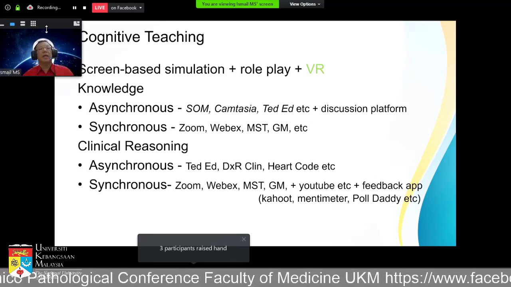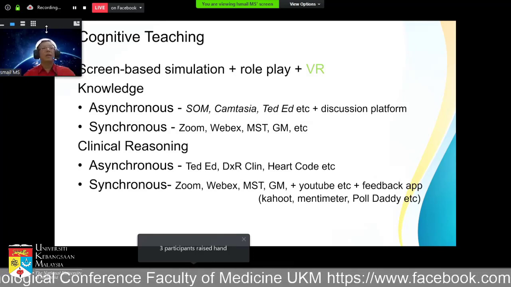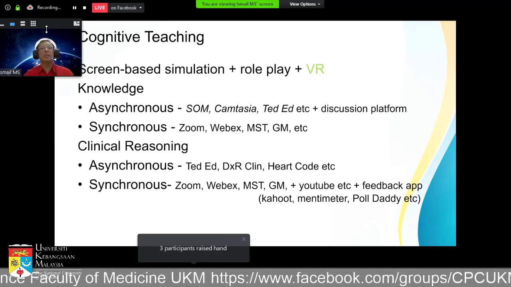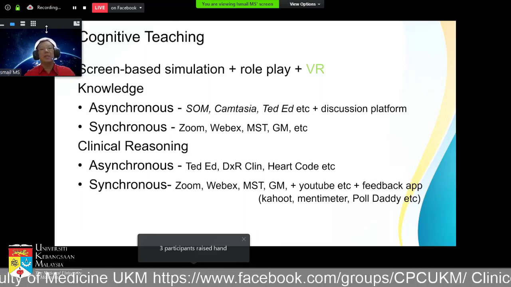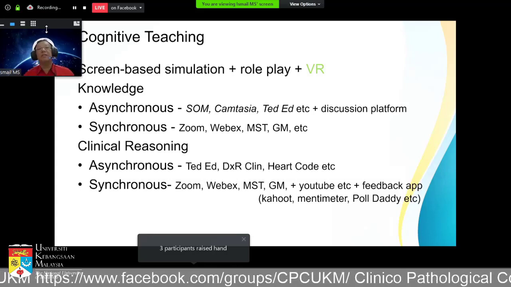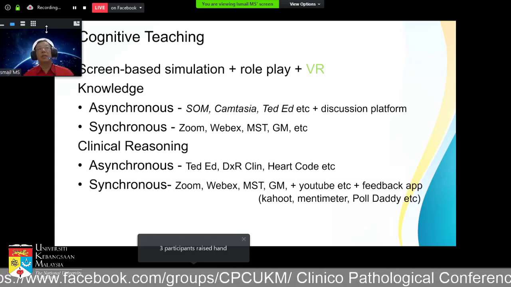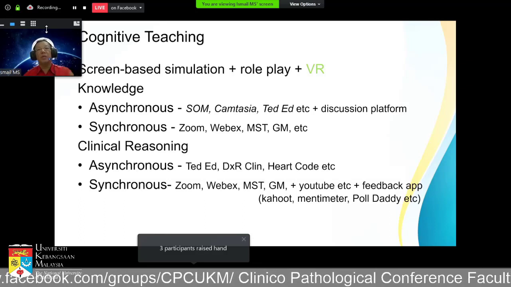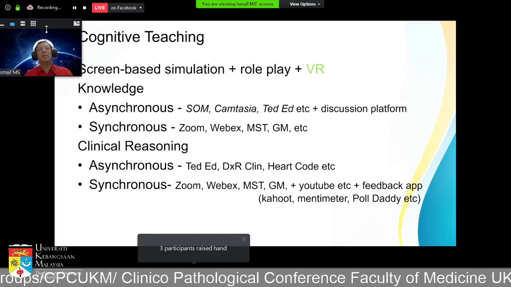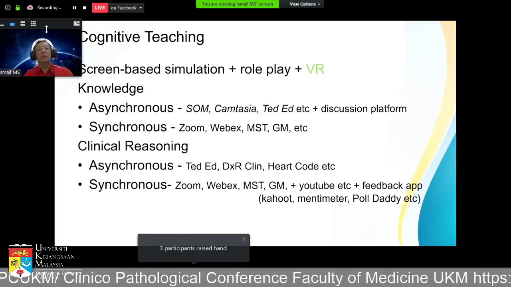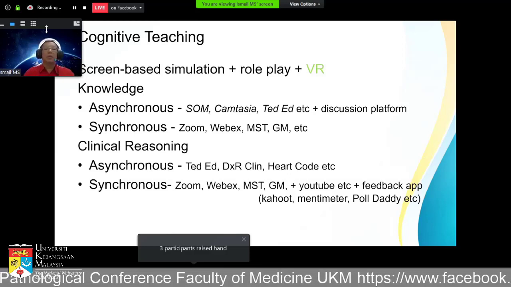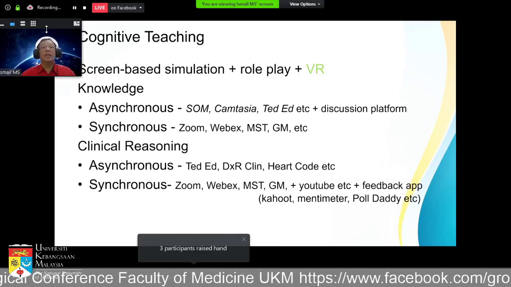In terms of knowledge, I think that's not much of an issue. You can do it asynchronously. You can videotape whatever you want to tell the student. You can put it into Screencast-O-Matic or any of these webcasters or screencasters, Camtasia, TED-Ed or something, and open the discussion platform. You can use even Facebook as a discussion platform or whatsoever. So this is asynchronous teaching of knowledge. But for synchronous teaching of knowledge, again, we can use what we are using now: Zoom, WebEx, Microsoft Teams, or Google Meet, or whatsoever. Again, teaching of knowledge, I think, is not an issue.